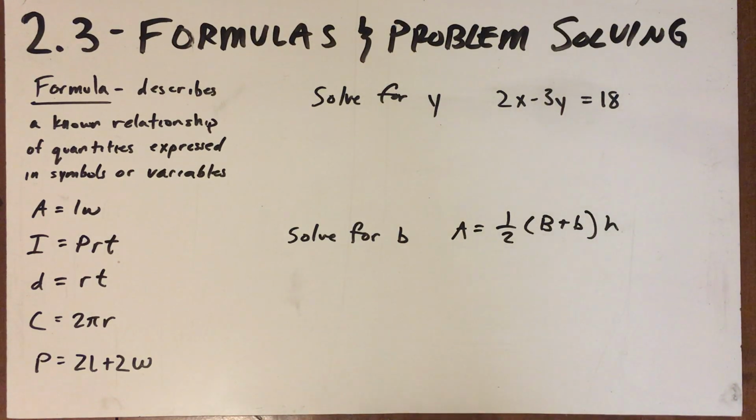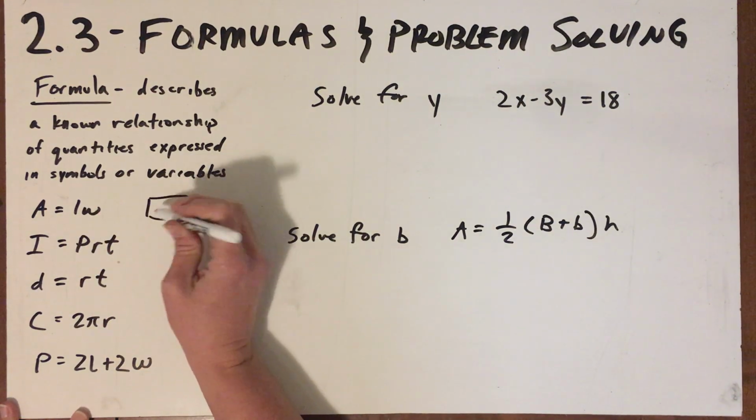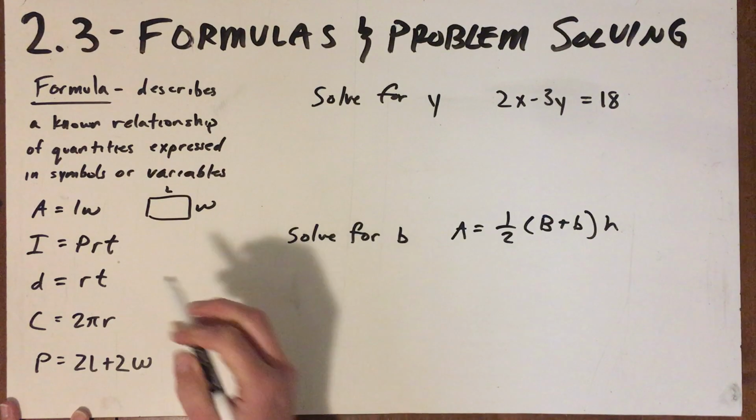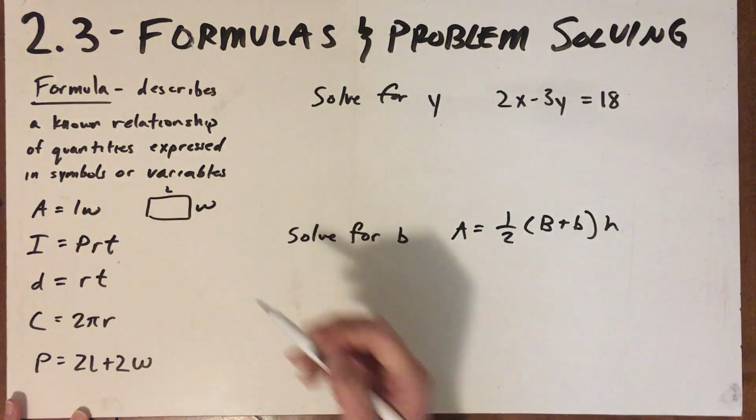First of all, let's talk about the definition of a formula, or what a formula is. A formula describes a known relationship of quantities. It's typically expressed in symbols or variables. So for instance, we know that to calculate the area of a rectangle, the area is equal to the length times the width. Okay, so area is the length times the width.